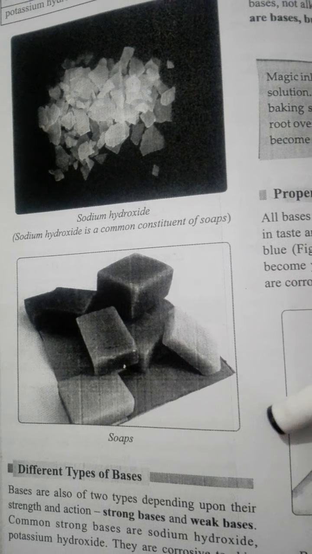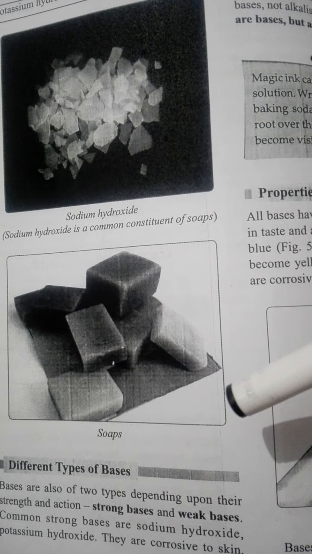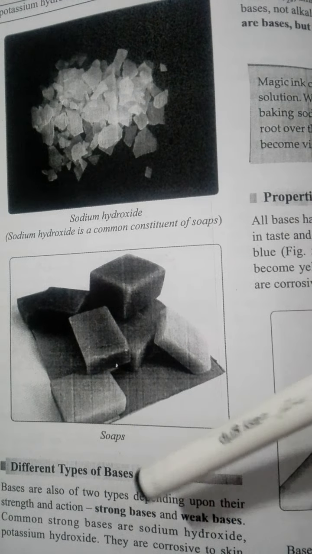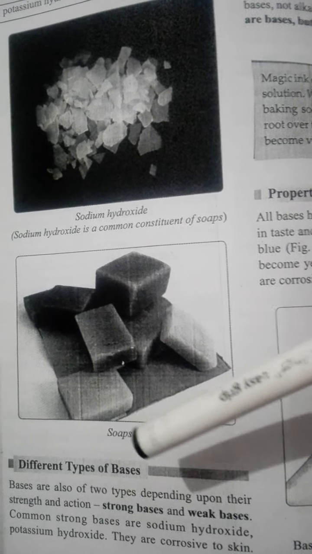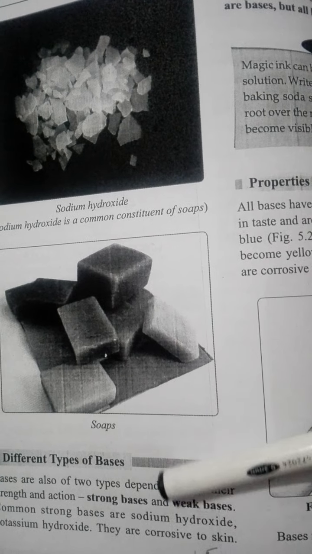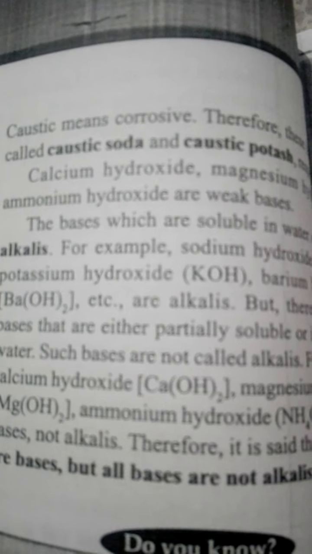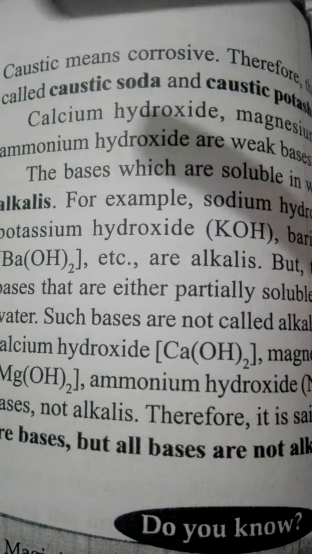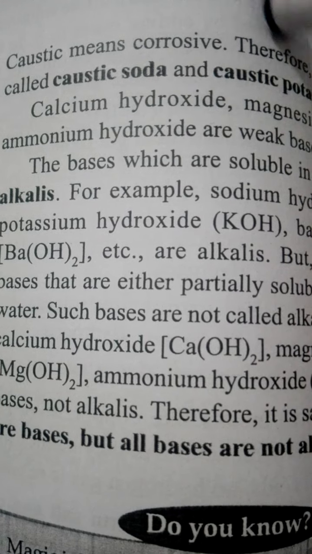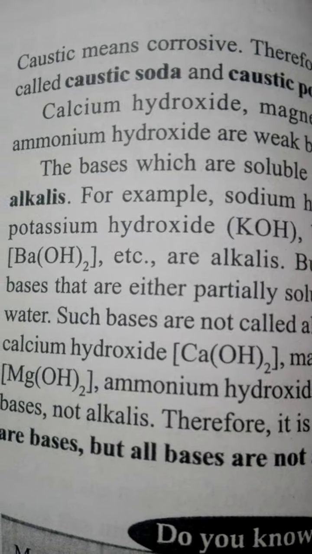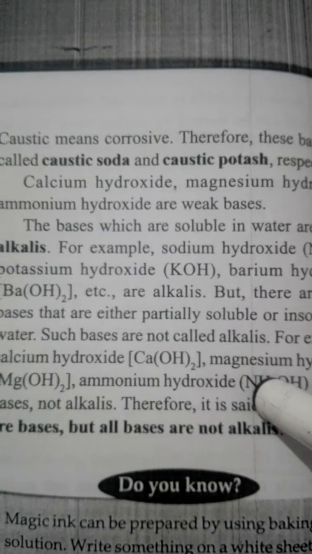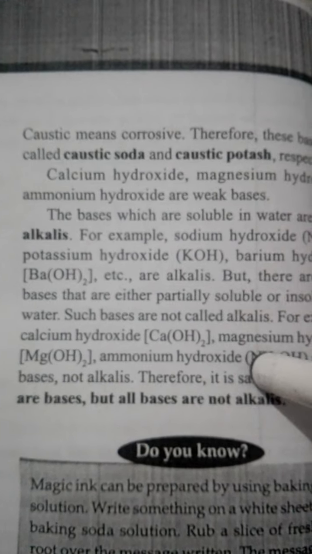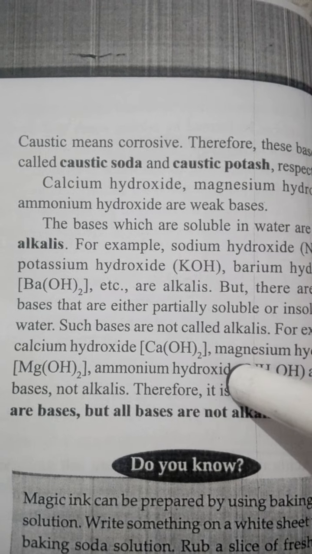Bases are basically of two types, weak bases and strong bases. Common strong bases are sodium hydroxide and potassium hydroxide, and they are corrosive to skin. Corrosive means they cause damage to the skin. So these bases are called caustic soda. Caustic means corrosive, so that's why caustic soda has the word corrosive in its name. Caustic soda and caustic potash. Calcium hydroxide, magnesium hydroxide and ammonium hydroxide are weak bases.